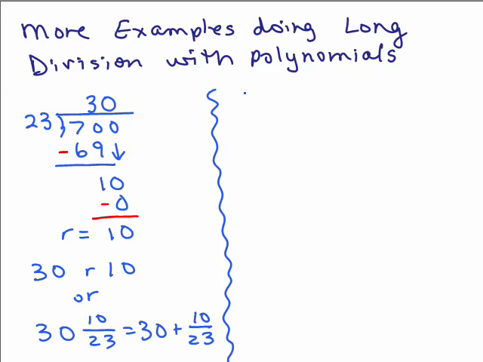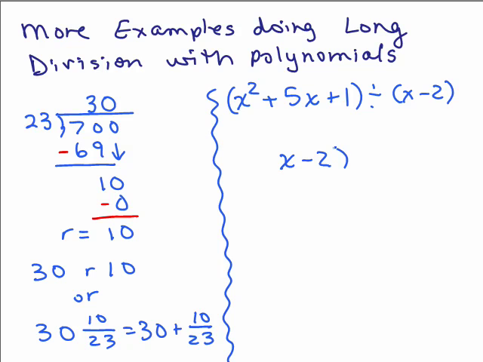If I were to do x squared plus 5x plus 1 divided by x minus 2, you put x minus 2 into x squared plus 5x plus 1.